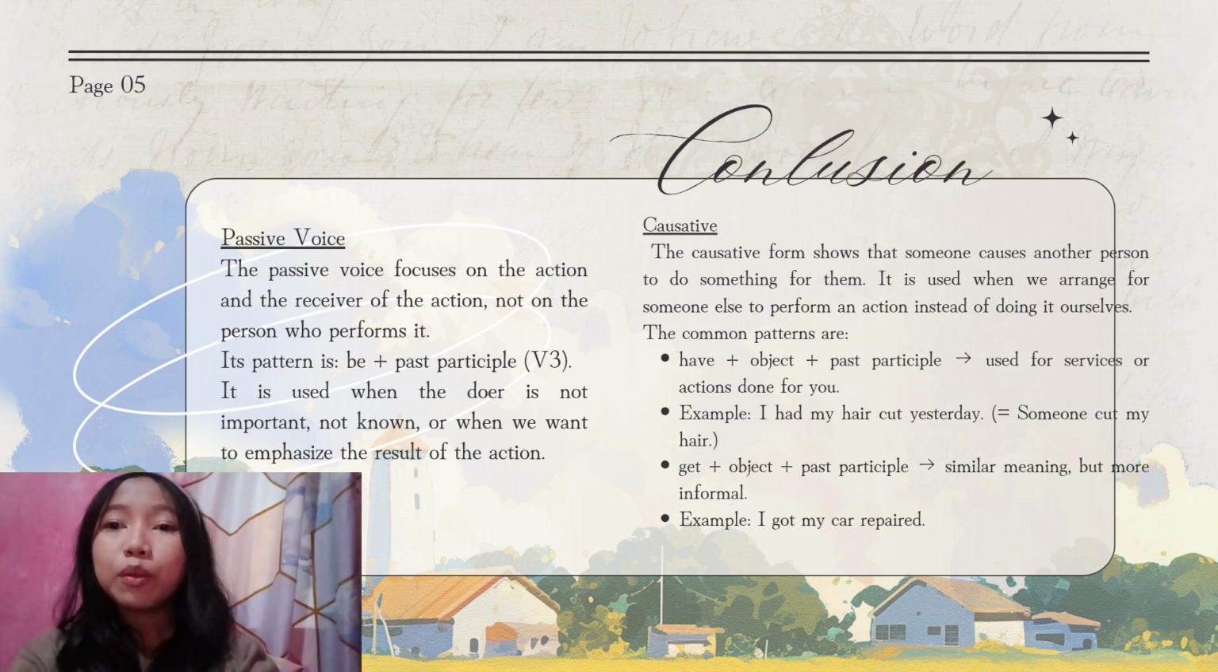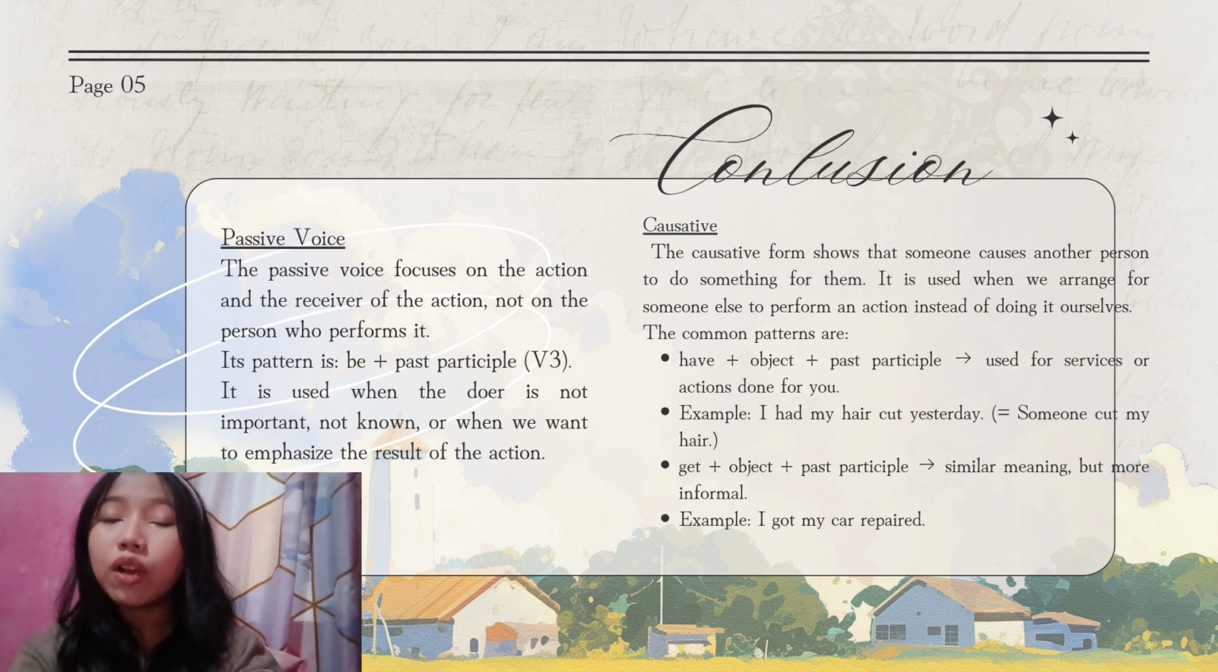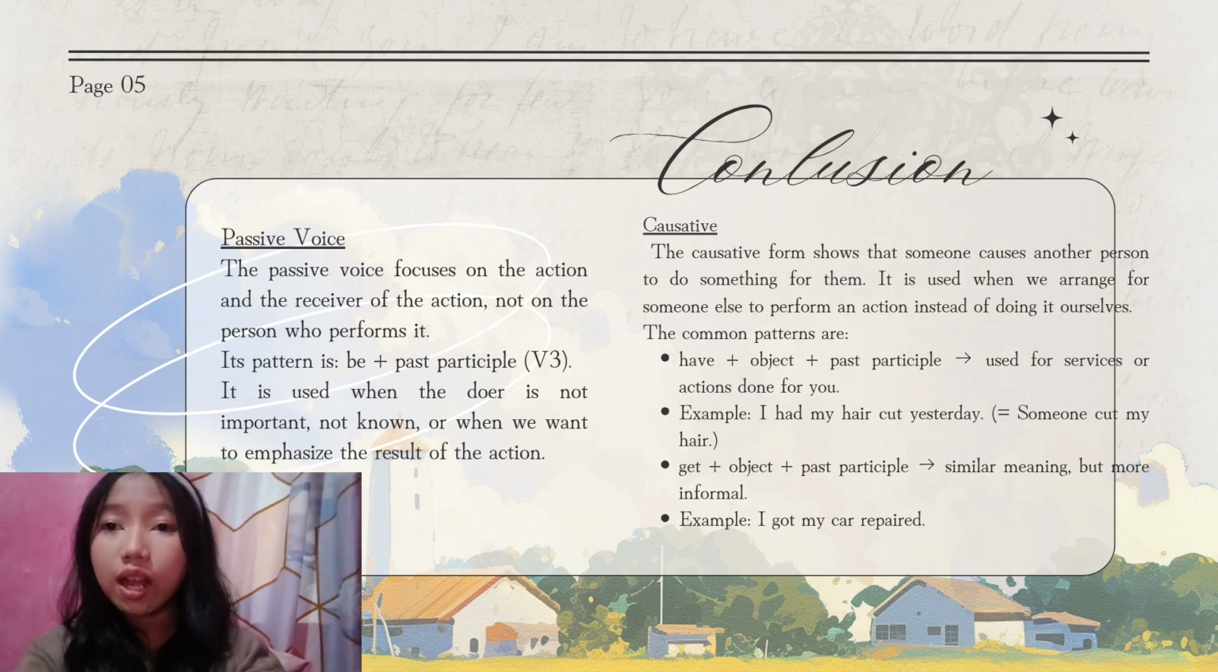Namun, kausatif menunjukkan bahwa seseorang membuat orang lain melakukan sesuatu untuknya. Pola umum dalam causative adalah have plus object plus past participle, biasanya untuk receive atau action done for you. For example, I had my hair cut yesterday. Berarti someone cut my hair. Dengan subject get plus object plus past participle, mirip tapi lebih informal. Dalam contoh, I got my car repaired. In short, causative digunakan saat tidak melakukan tindakan sendiri tapi menyuruh atau meminta orang lain melakukannya.